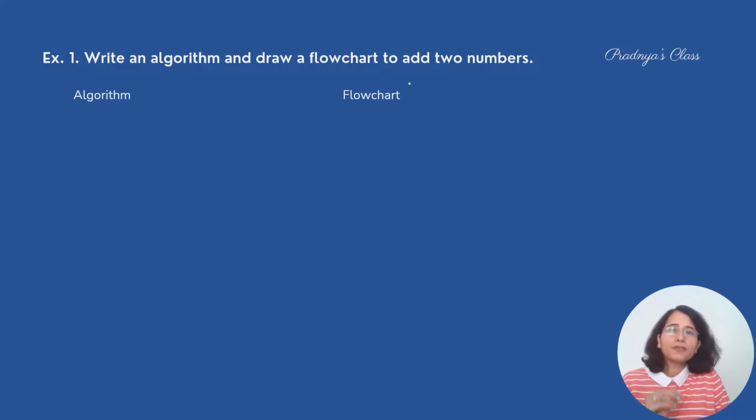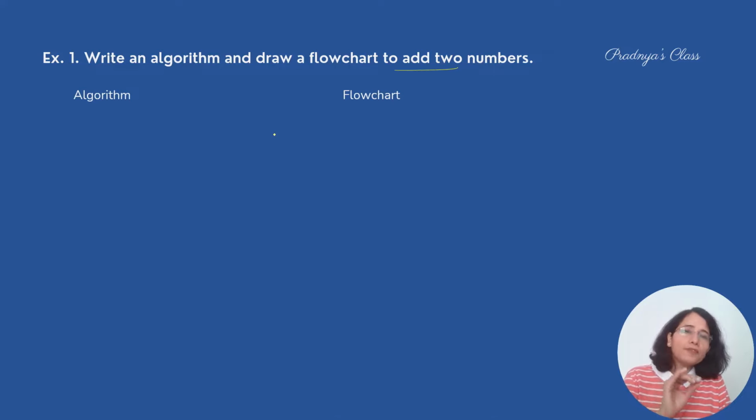So let's try to understand with one example how to write an algorithm and how to draw a flowchart. Here we have to write an algorithm and draw a flowchart to add two numbers. Whenever you are solving any problem, first identify what is the input, what will be the processing, and what is our output. So here we need to add two numbers. First we need two numbers. Let's imagine that I am taking 10 and 20. Then we have to add 10 and 20. It is processing, and the output will be the result of it, that is 30.